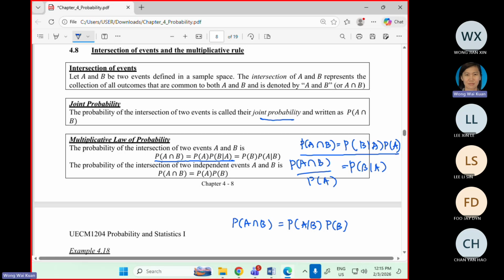Now, if there are two independent events, remember, for independent events, A given B and A are the same, right? So that's why you get this. B given A is the same as probability of B. Then it becomes probability of A times probability of B.